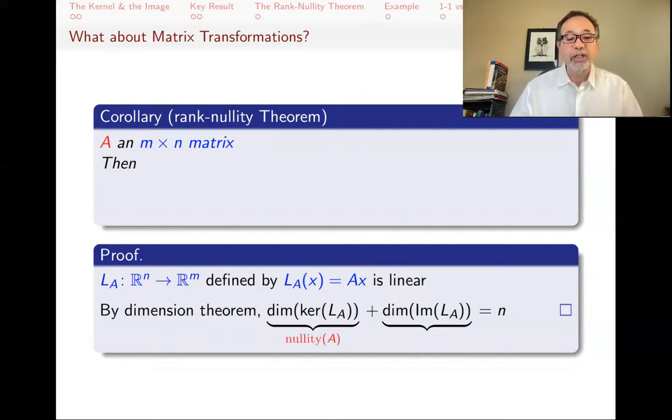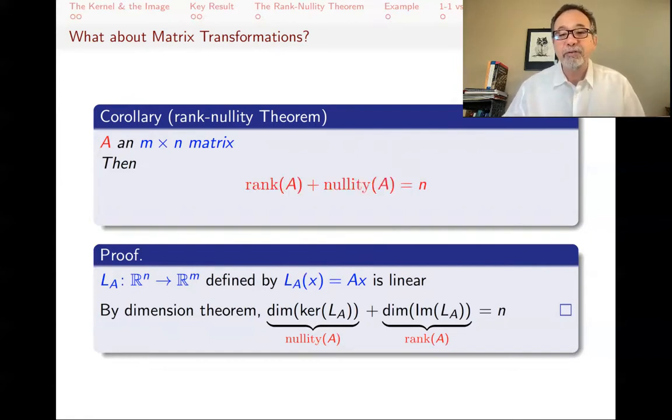The dimension of the kernel is the nullity of the matrix, the dimension of the null space of the matrix, and the dimension of the image is the rank of A, the number of linearly independent rows or the number of linearly independent columns, which happen to be the same. So we have now proved something about matrices that does not mention linear transformations. If A is an m by n matrix, then the rank of A plus the nullity of A is n.